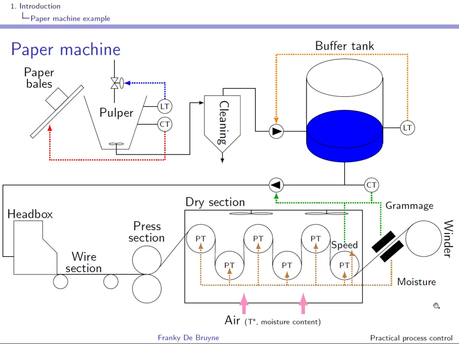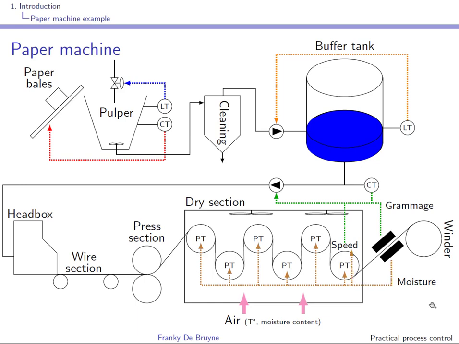Now for high grammages, the limiting factor will be the drying capacity of the production line. So the production will be done at maximum drying capacity, so you set all steam pressures at their maximum value, and you control moisture using speed as shown here on the screen.